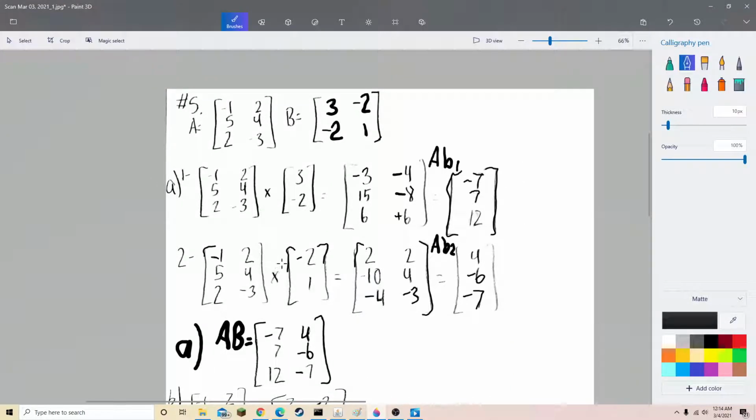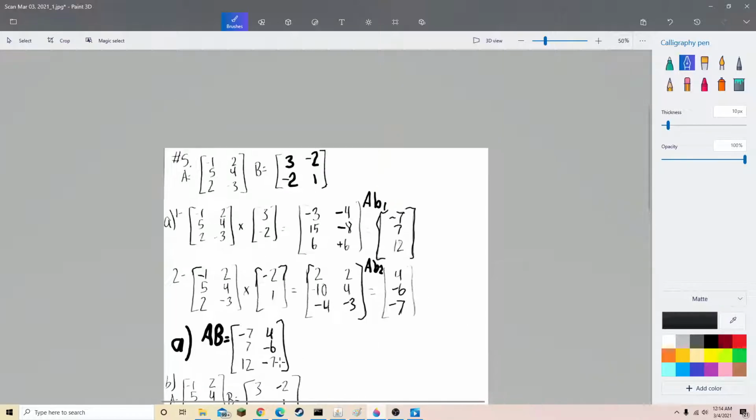For AB2, I just took matrix A again, but instead I multiplied it by the second column of matrix B, which was negative 2 and 1. And I started by multiplying negative 2 by negative 1, 5, and 2 to get 2, negative 10, and negative 4. And then 1 times the second column, which was 2, 4, and negative 3, and added those together to get 4, negative 6, and negative 7, which was AB2.